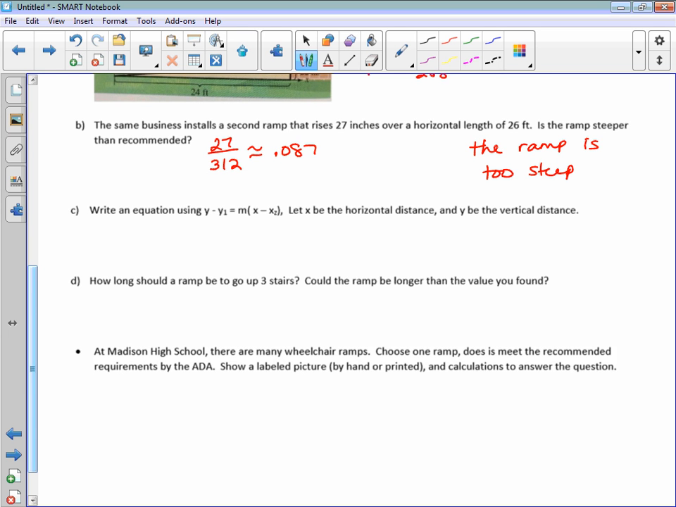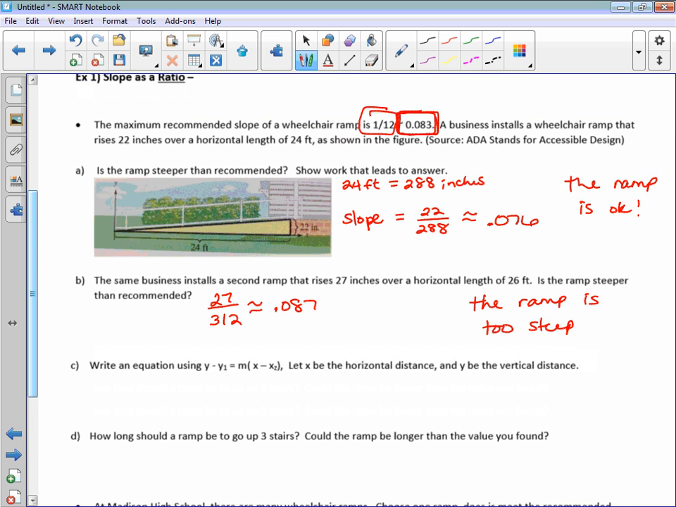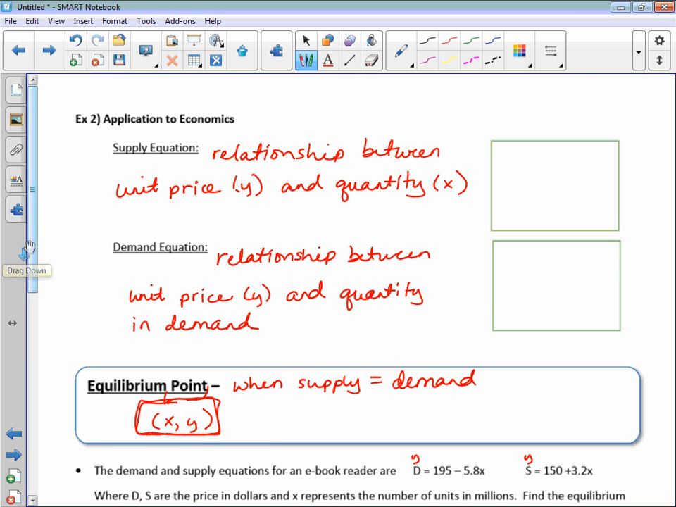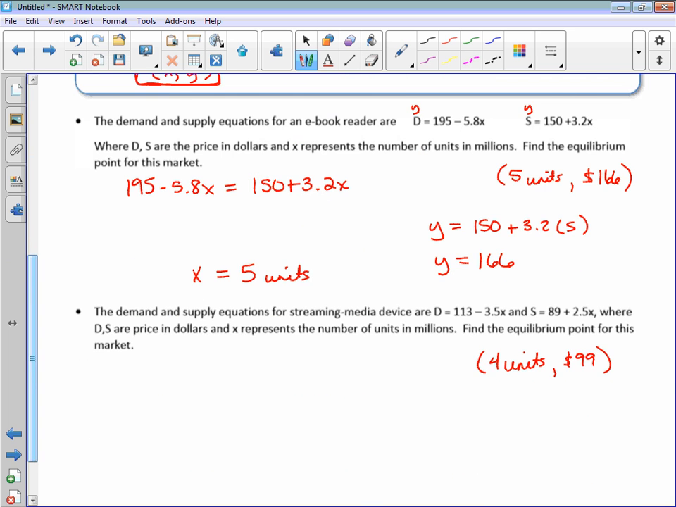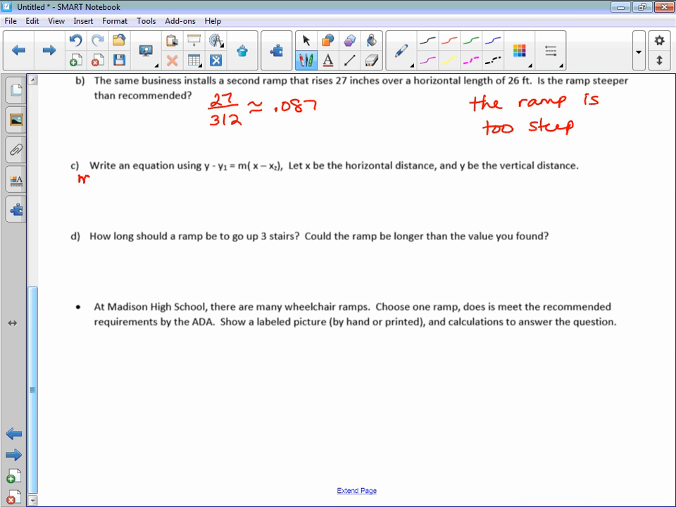Okay, so the next one, we're going to write an equation. That's called point slope form. y minus y1 equals m times x minus x1. x is our horizontal distance, y is the vertical distance. And this is talking about for ramps that are okay. So from the recommendation up here, we're going to use the slope of 1/12. So we're talking about the recommended distance.